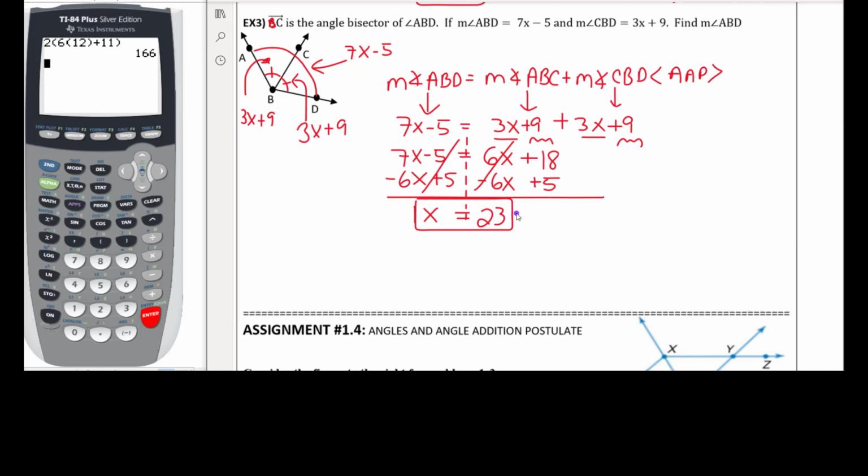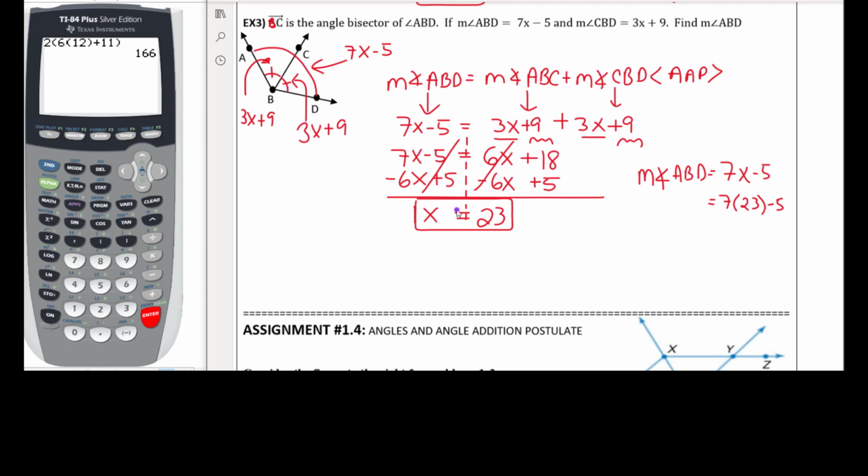And let me restate that. The problem is not finished. I did find the value of x, but remember, we need to find the value of the angle ABD. Let's see. ABD, we know that it is 7x minus 5. So instead of x, we're going to put parentheses, and inside the parentheses, we're going to put the value of x that we found, which happens to be 23.